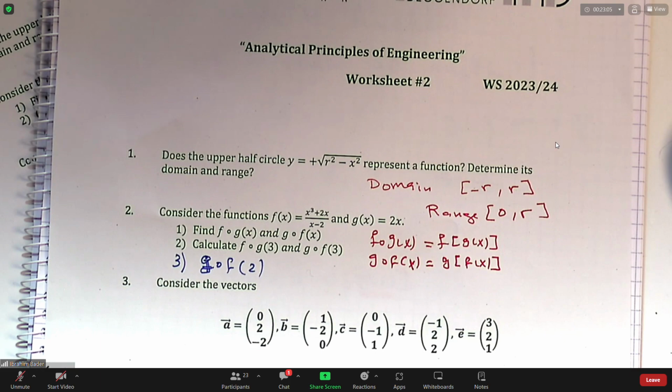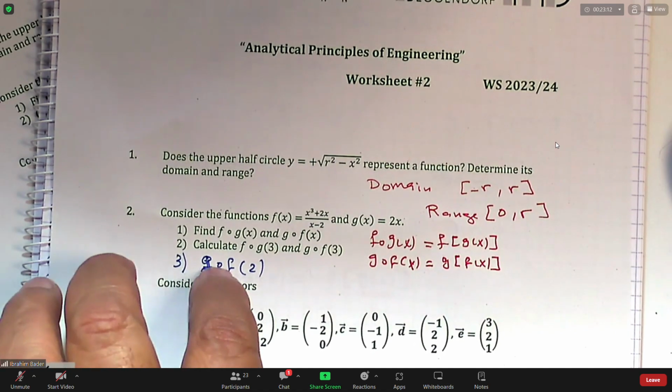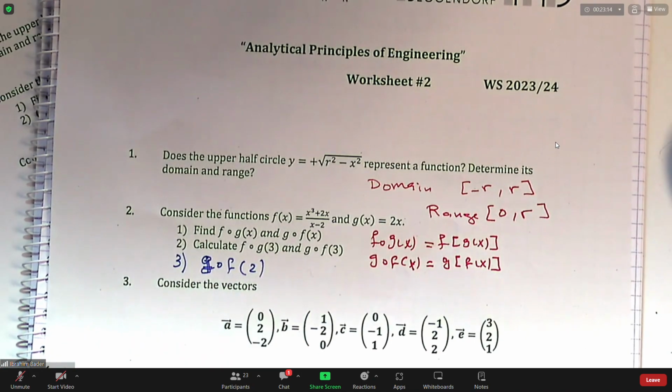No questions. Great. So that means everything is clear. Did you add this third part, G composite F at 2? Yes. What was your answer there? Who's that? What was the answer?